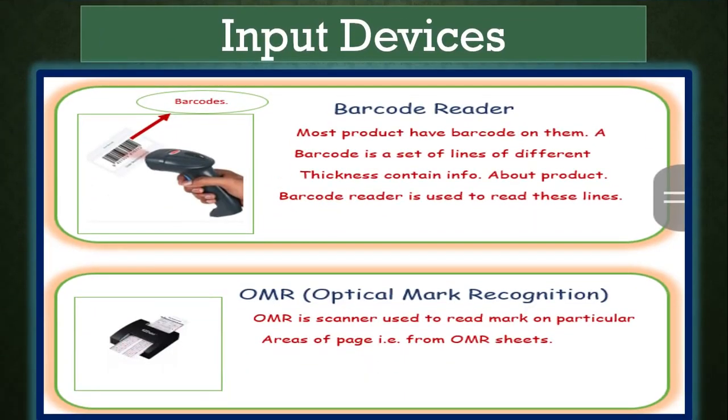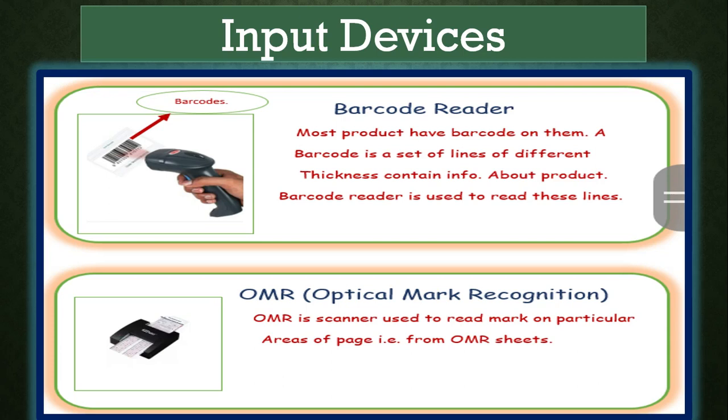Next input devices are barcode reader and OMR. So barcode reader, most products have barcodes on them. A barcode is a set of lines of different thickness that contain information about the product. Barcode reader is used to read these lines.